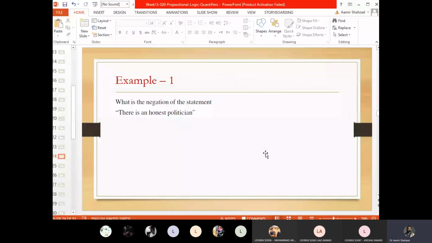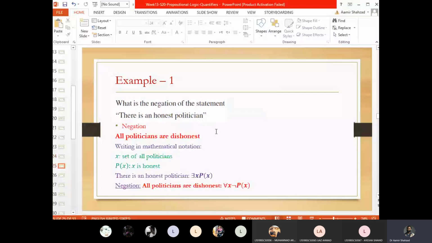And then we did some other examples. For example, there is an honest politician. So what will its negation be? All politicians are dishonest. Okay, we cannot find even a single politician who is honest. So all politicians are dishonest, which is actually true.